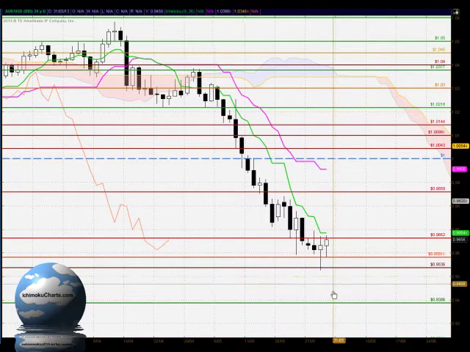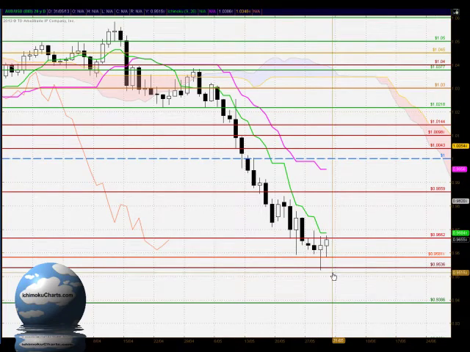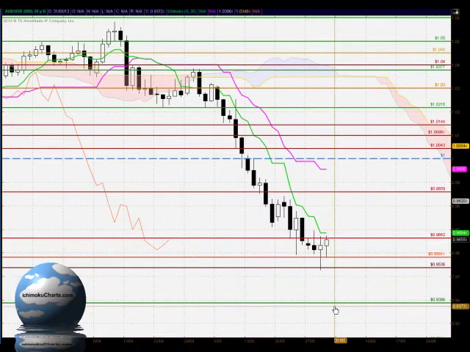No solid support until the market trades down to that 93.86 level, but as I've mentioned, I'd like to see a strong bearish close down below the 95.36 level for us to have confidence in the market testing down to that lower level.